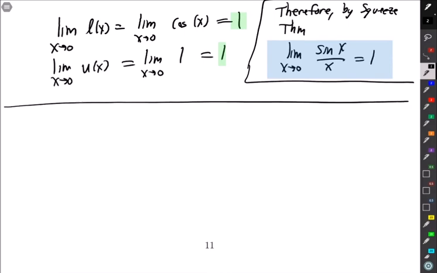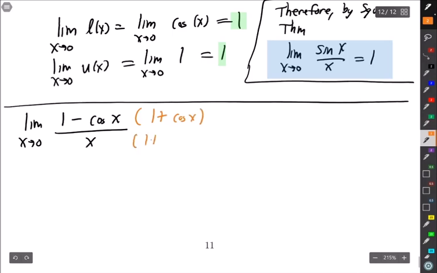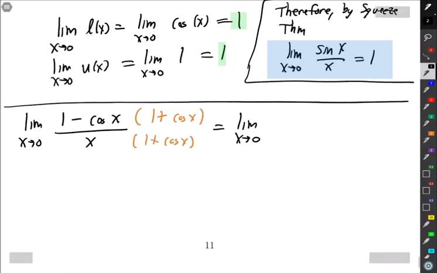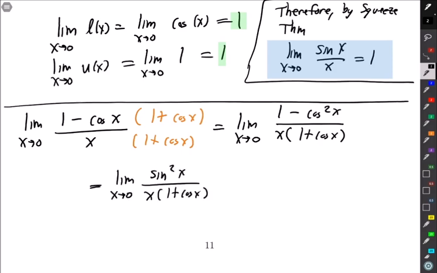The limit we want to find is the limit as x goes to 0 of (1 minus cosine x) over x. And the trick here is to multiply top and bottom by 1 plus cosine x. On the top, we have a difference of two squares coming out. And the bottom just stays how it is. And now I can use my trig identities to convert the top into a sine squared x. If I look at this now, I can see I have a sine x over x hidden in here.